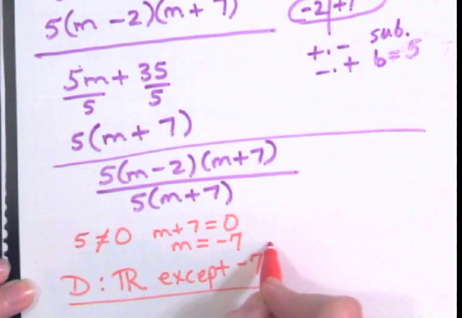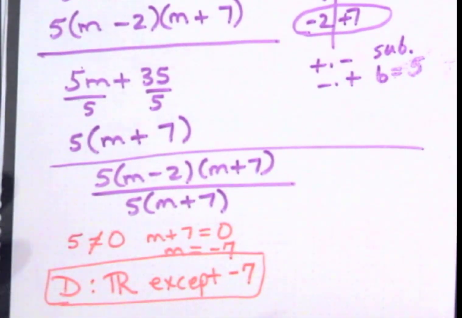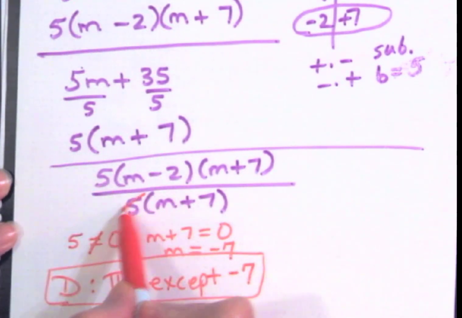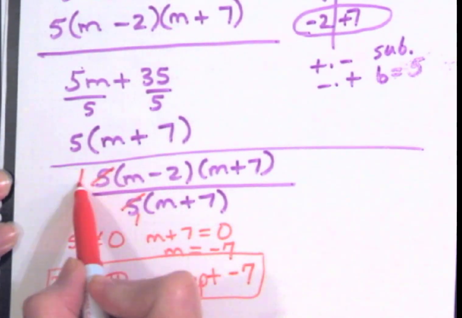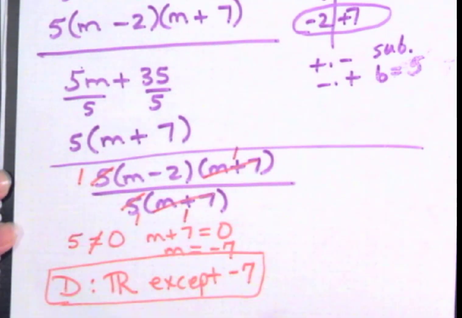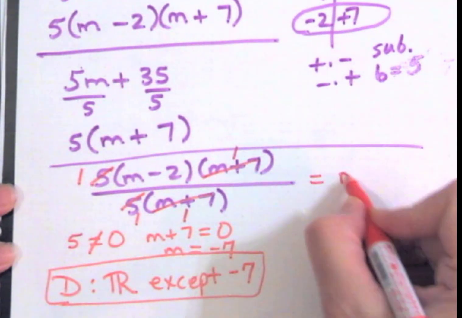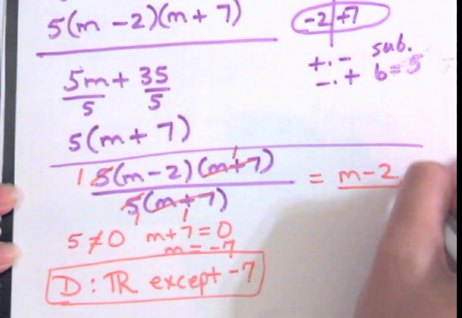So that's our domain. Then we can go back and cancel factors that are alike. So I can cancel 5. And then all of that m plus 7 I can cancel. And that leaves me with m minus 2 for my simplified.